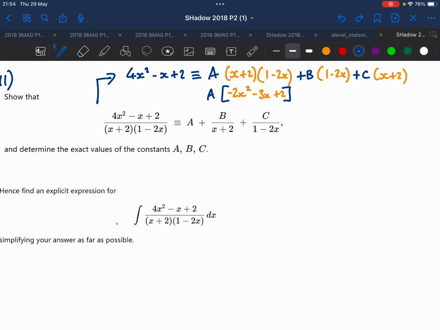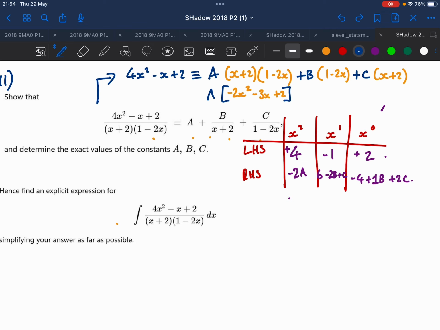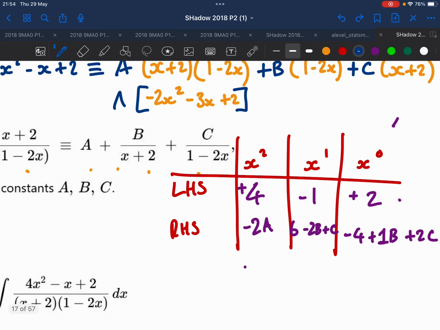I've also done the same for b. B was missing the 1 minus 2x, and c was missing the x plus 2. Underneath here, we've also expanded out the bracket, so it's nicer for comparing. Okay, and here is our comparing. So I've got x squared, x, and the constant terms.